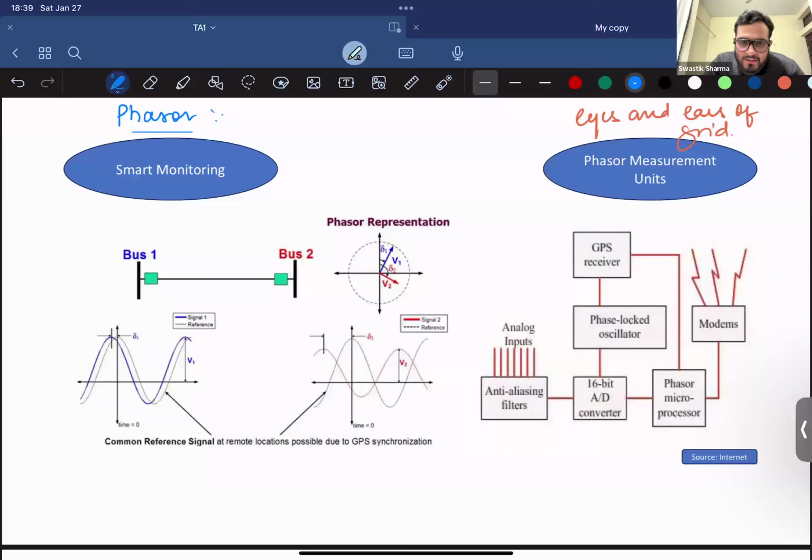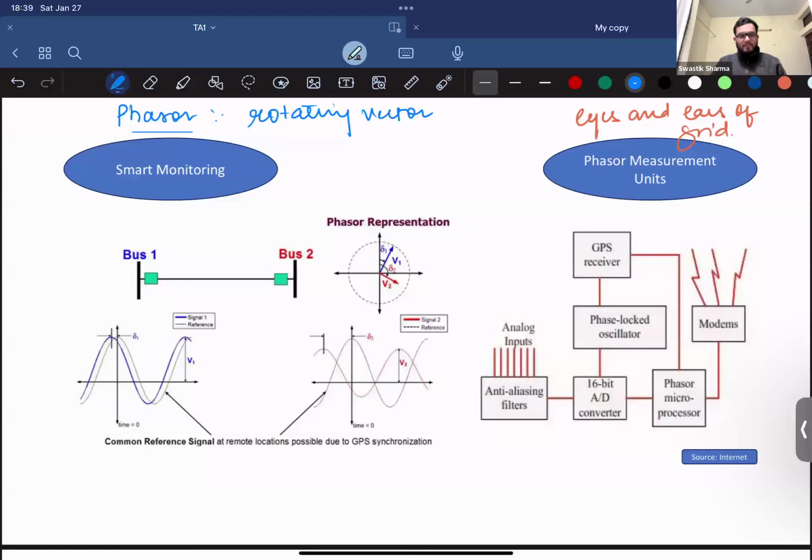Yeah, someone just wrote phase angle between voltage and current. I mean, it's phase angle, but I am asking what is a phasor? It's a quantity, right? What is a phasor? So phasors are rotating vectors.